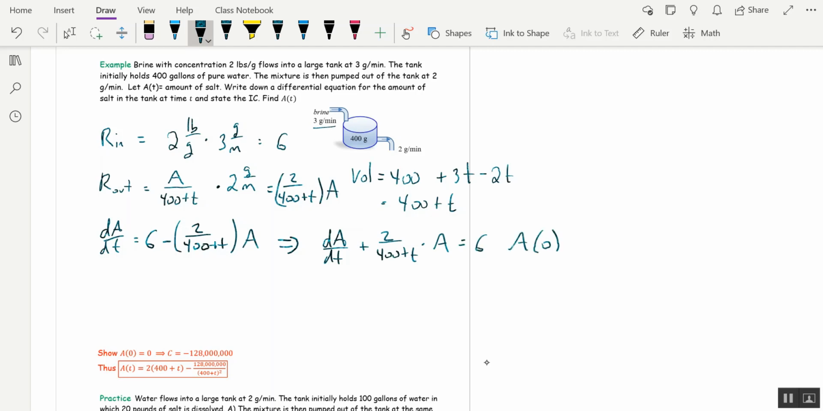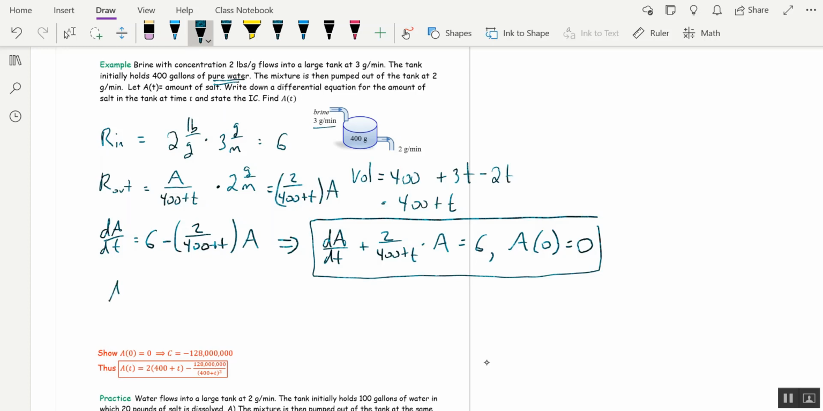And A of 0 equals, and we have to go back and read the problem, the tank initially holds 400 gallons of pure water. That's 0 kilograms of salt or pounds, whatever units we're using. All right, okay, so this is our setup. Now we solve. It's linear. Mu is e to the integral of 2/(400 plus t) dt, which is e to the 2 ln absolute 400 plus t.